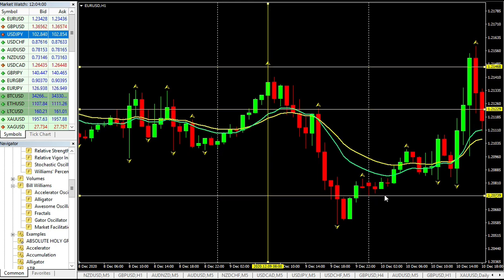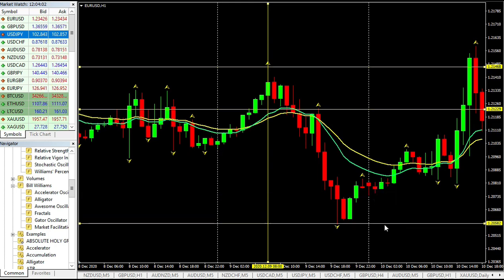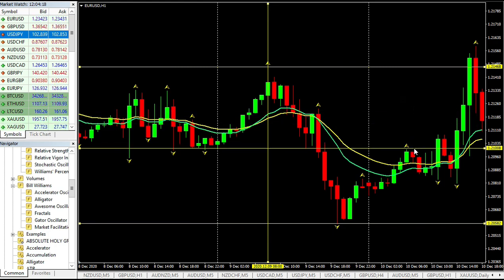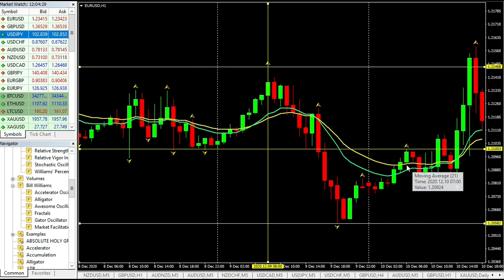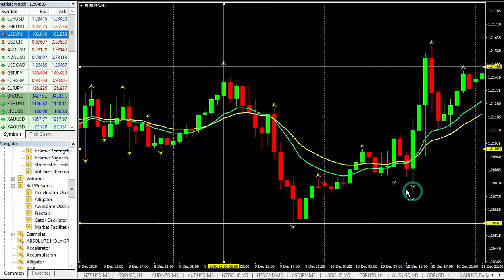So the next fractal you get it here. Okay, you put your pending sell order, nothing happens. Then you get an up fractal, you're not going to buy because the trend is down. Then you get another up fractal here, and it's above the moving averages, but still it's not giving you a good signal. The moving averages are almost flat, so you will wait.